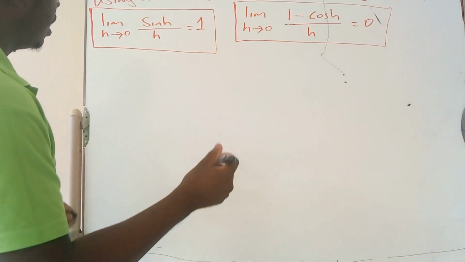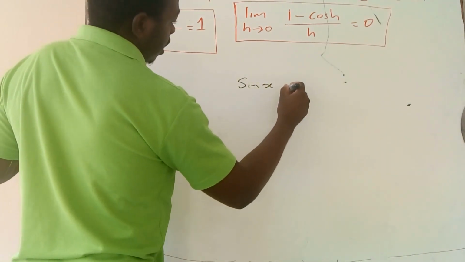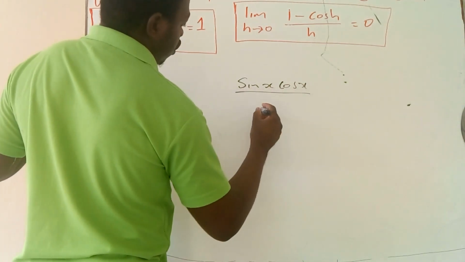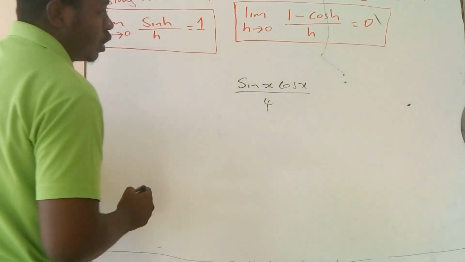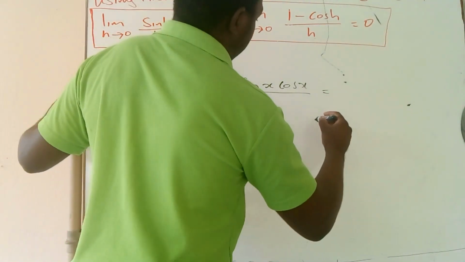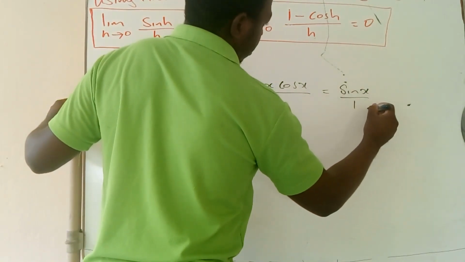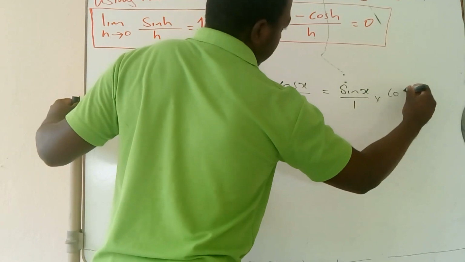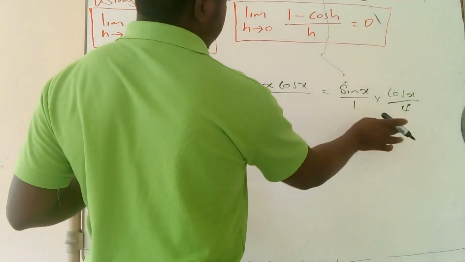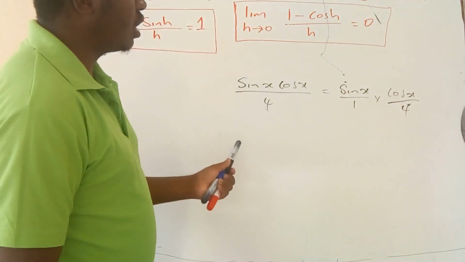Now, there are a few fraction skills that you should bear in mind as well. For example, let's say that you have sine of x times cos of x, all of that over 4. You must bear in mind that you could rewrite this as sine of x over 1 multiplied by cos of x over 4. And these two things are the same. You're not changing the value.